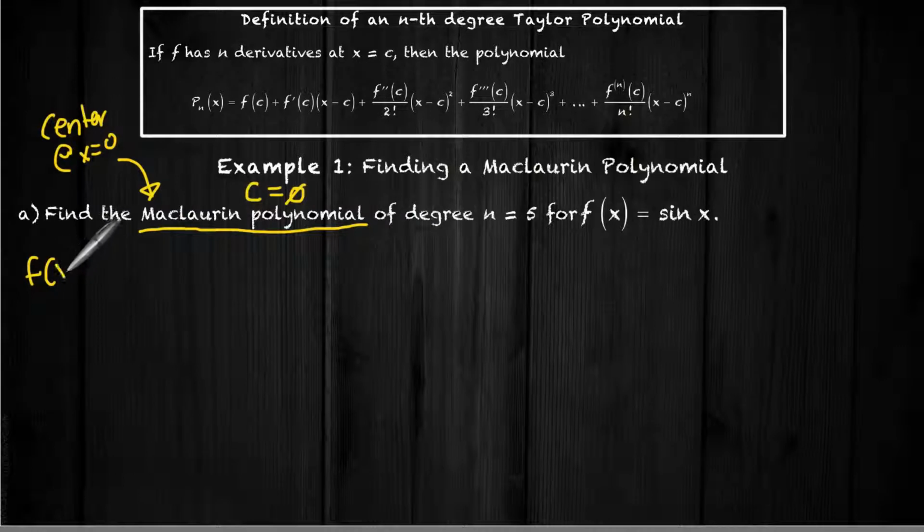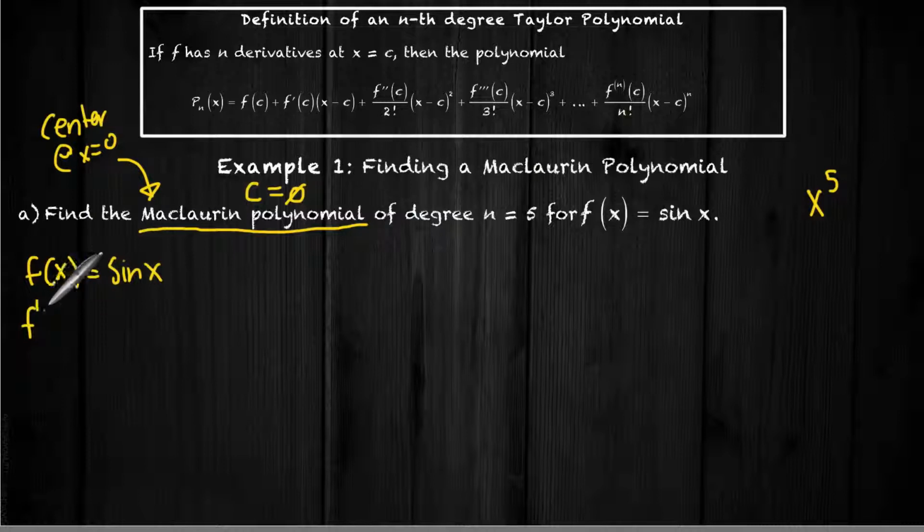We have our regular function f of x, which is sine of x. And we're just going to take several derivatives of this. We need it to be the 5th degree. So that means our last term needs to have an x to the 5th in it. So that's where we're headed. So let's just take several derivatives here.